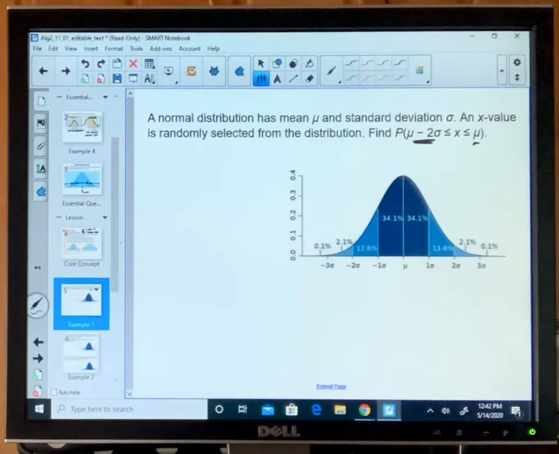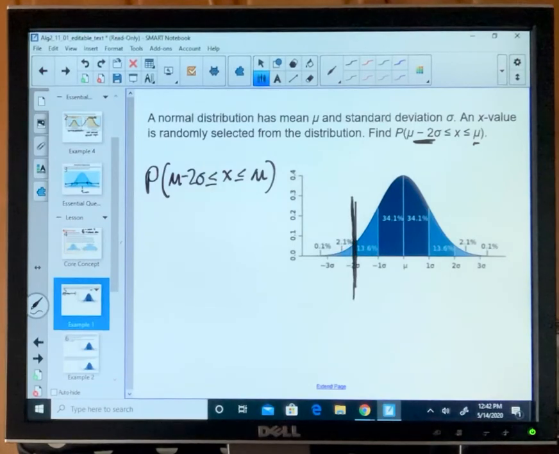Probability of mu minus 2 standard deviations is saying 2 standard deviations on the left is less than or equal to x, which is less than or equal to mu. What I would do then is go here and say, okay, this right here is -2, and here is mu, here's the mean. So how much of the information should be in that section?